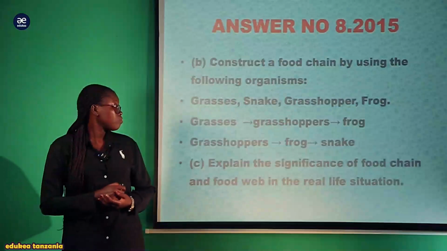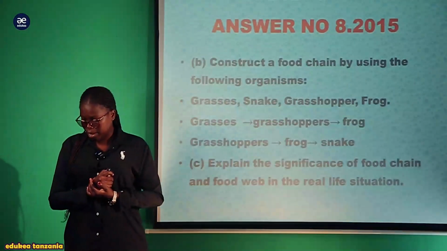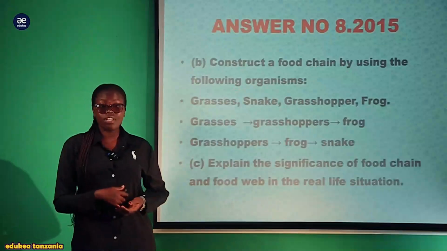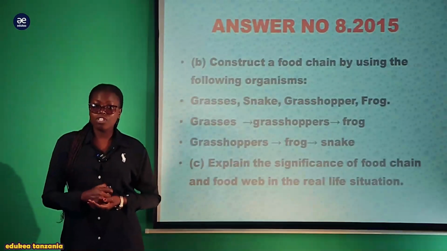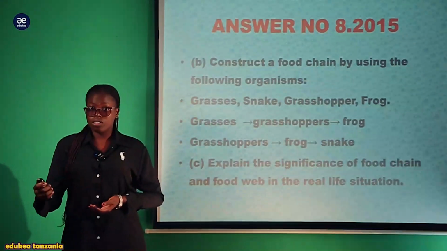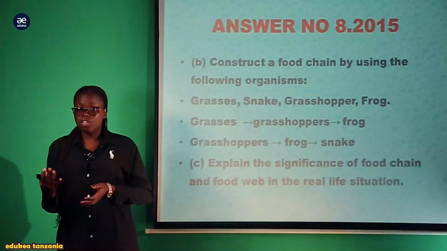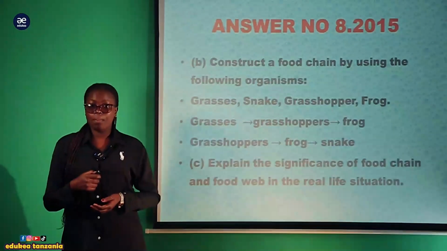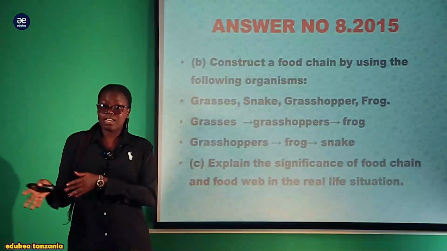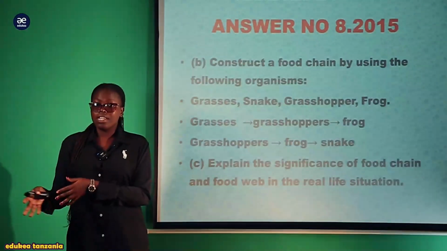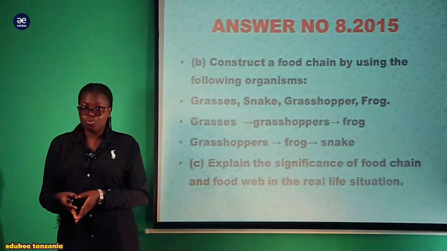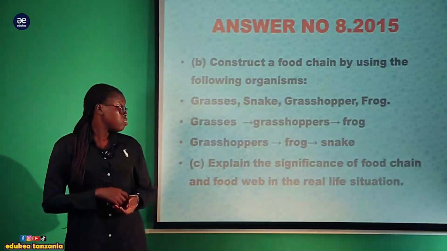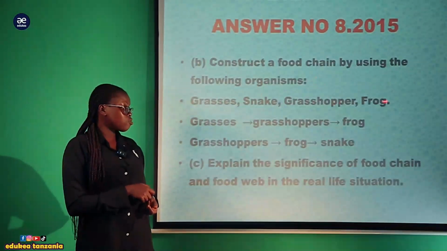So the question number 8 Roman B, you are needed to construct a food chain by using the following organisms. Utumie food chain. Katika food chain tunasema kwamba hapa ni sequence, sio kama katika food web tunaona kwamba kuna interconnection of that food chain. Kwa hiyo hapa ni sequence, meaning that ipo katika series or linear feeding relationship. So umepewa hapo organism, utakiwa uchore the food chain. Umepewa kuna grass, kuna snake, kuna grasshopper, kuna frog.